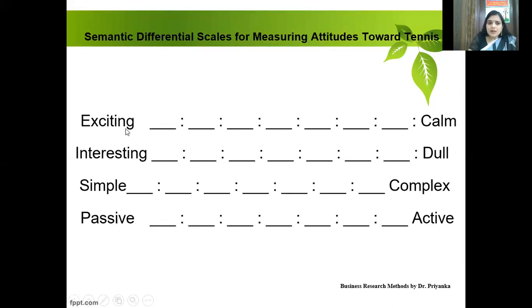You can say exciting and calm, whether you are excited about something or calm, these are opposites, right? In the same way, you will always be writing opposites on both poles, or maybe interesting or dull, or maybe you are neutral, simple and complex, passive and active. As per the question, you can use these terminologies.